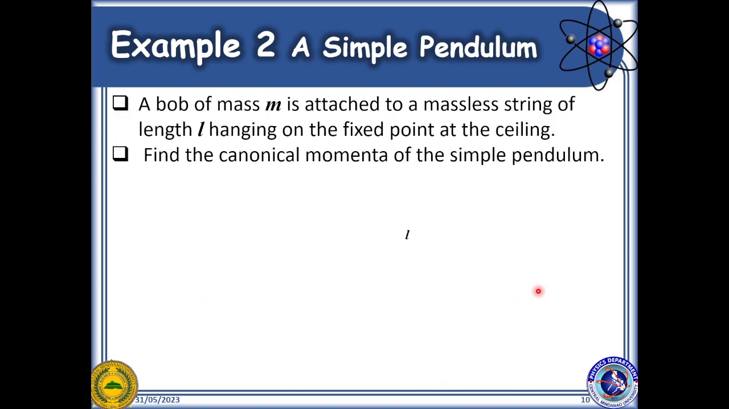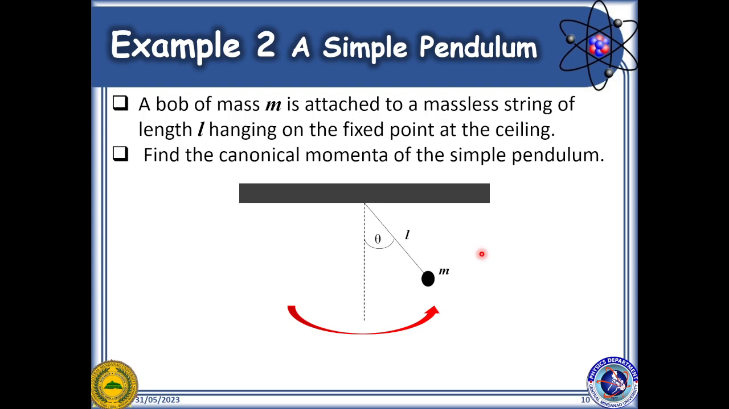So our next example is about the simple pendulum. A bob of mass m is attached to a massless string of length L hanging on a fixed point at the ceiling. The question is to find the canonical momenta and canonical velocity of the simple pendulum.